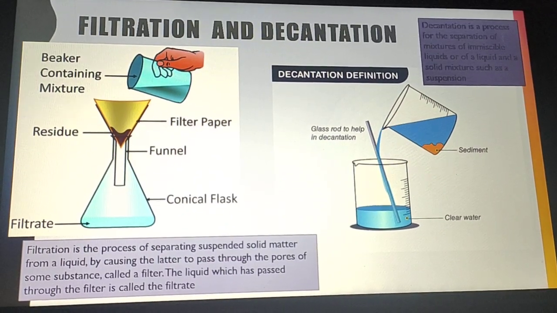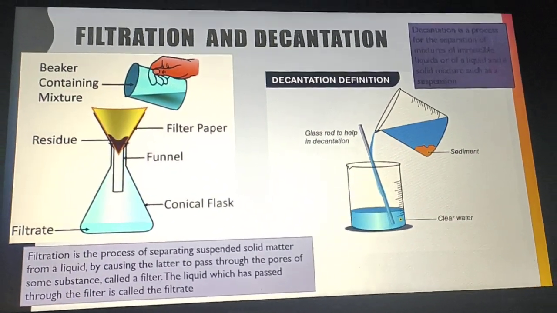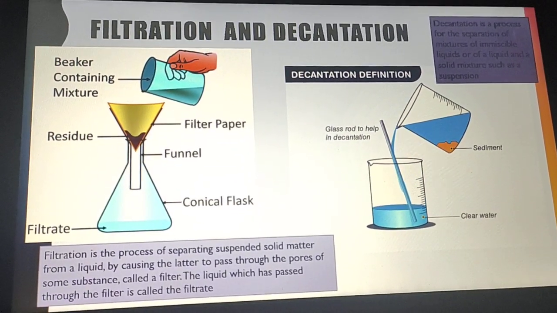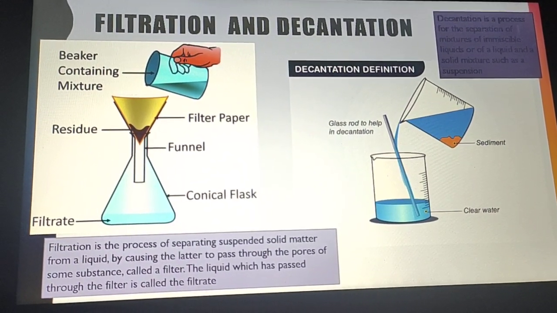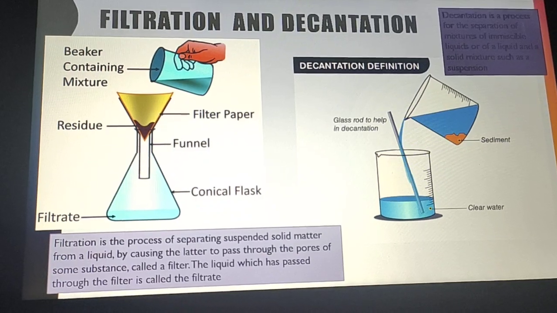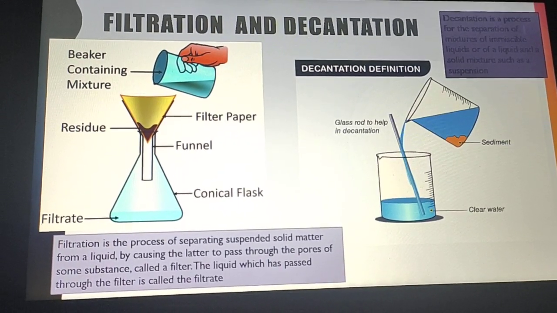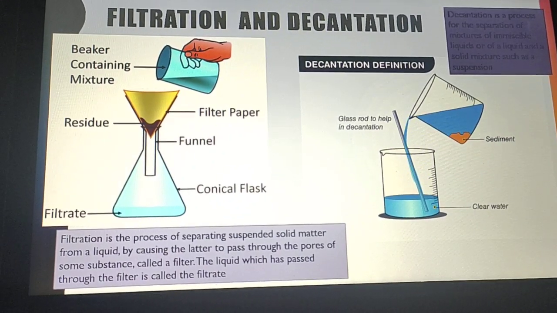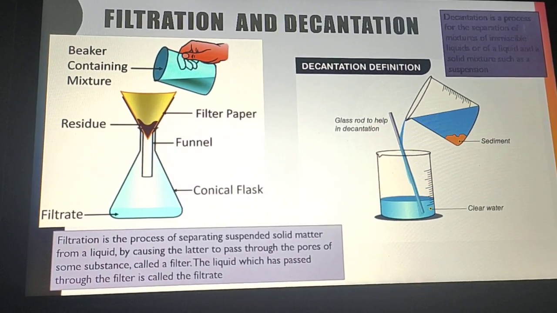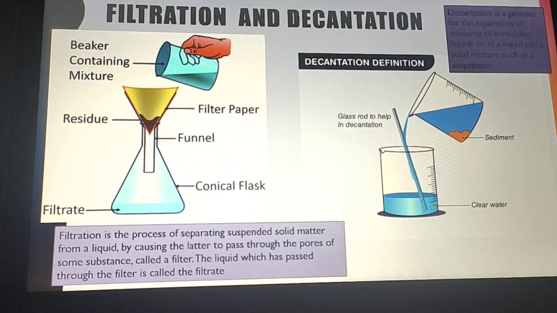Now filtration and decantation, which we also use at home. The first is the filtration process. Filtration is the process of separating suspended solid matter from a liquid by causing the latter to pass through the pores of some substance called a filter, and the liquid which has passed through the filter is called the filtrate.